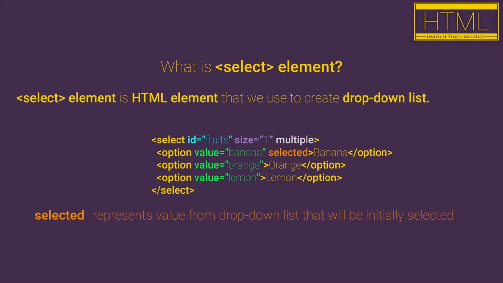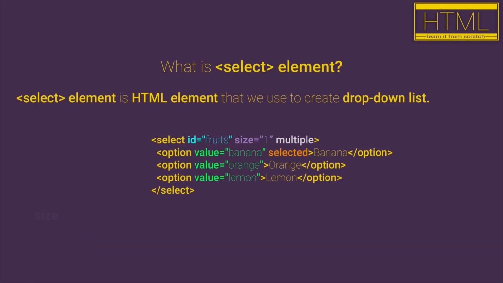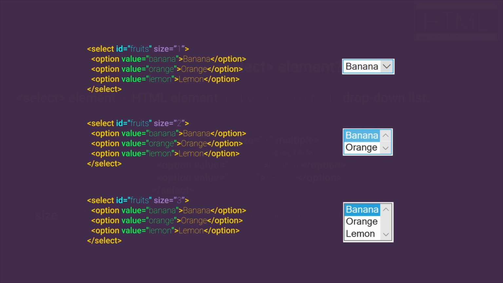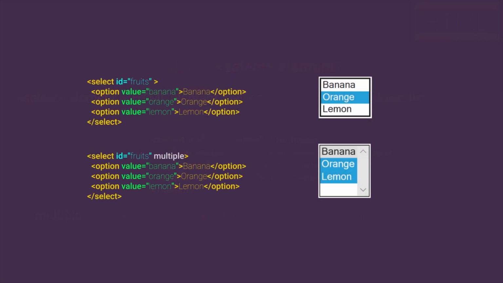Selected represents value from drop-down list that will be initially selected in our drop-down. Size defines how many elements of drop-down list will be visible. And multiple attribute defines can we select one or more than one options from our drop-down select list. If multiple attribute is omitted, this means that we can choose just one option for drop-down.